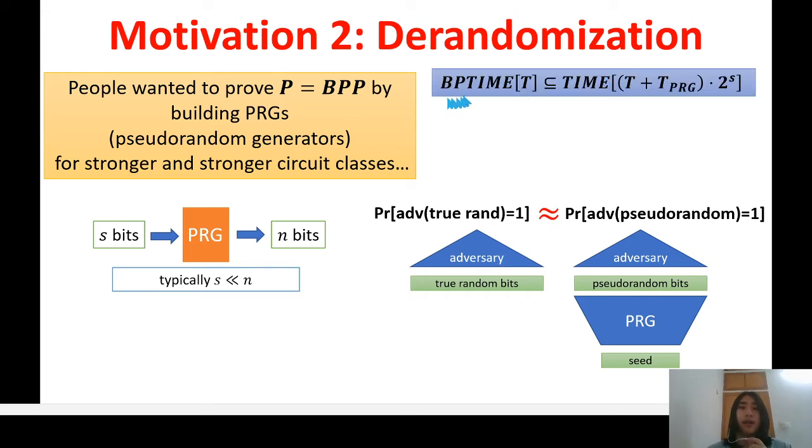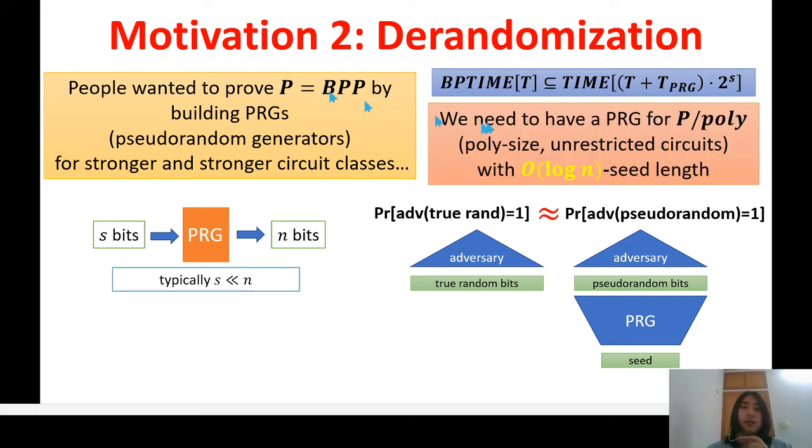Now, suppose we have an adversary that implements some randomized algorithm, and we have a PRG that fools this adversary. Then we can derandomize the algorithm. We simply run this adversary against each of the pseudo-random outputs of the PRG. Notice that the seed length is s, so there are only 2^s such pseudo-random outputs. So we only need to run this adversary for 2^s time, then we can derandomize it. So if we want to prove P equal to BPP, then we need a PRG for general circuits with log n seed length.